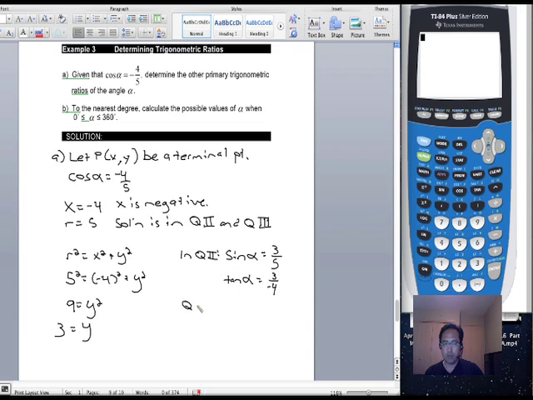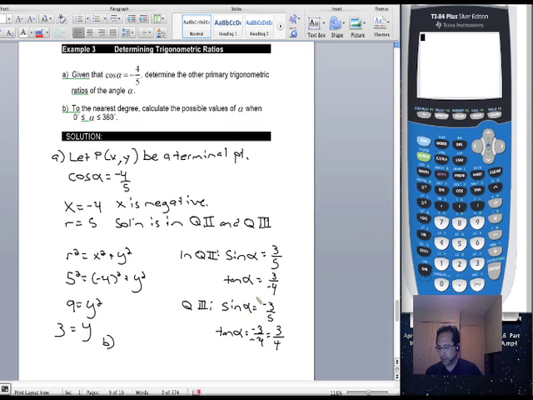When we're talking about quadrant 3, we now go there, and now my y value becomes negative, right? So sine alpha is equal to negative 3 over 5, and tan alpha is equal to negative 3 over negative 4, and negative divided by negative gives you positive. It's actually positive 3/4. For part B, possible values of alpha.